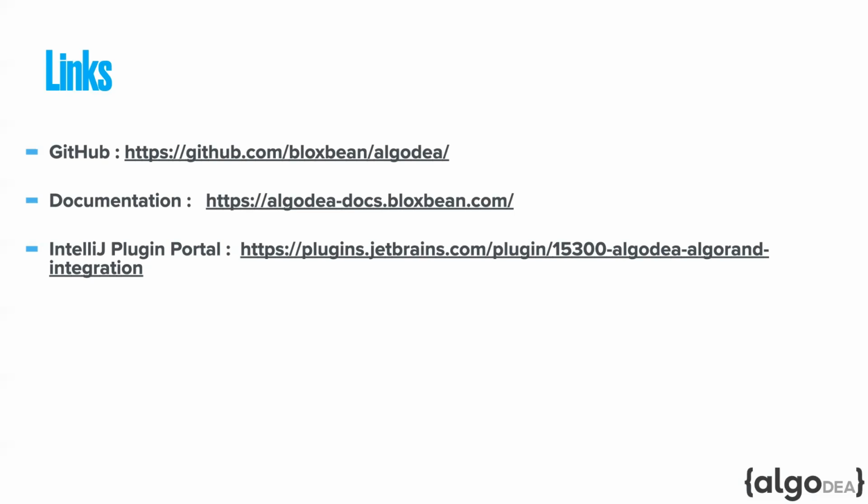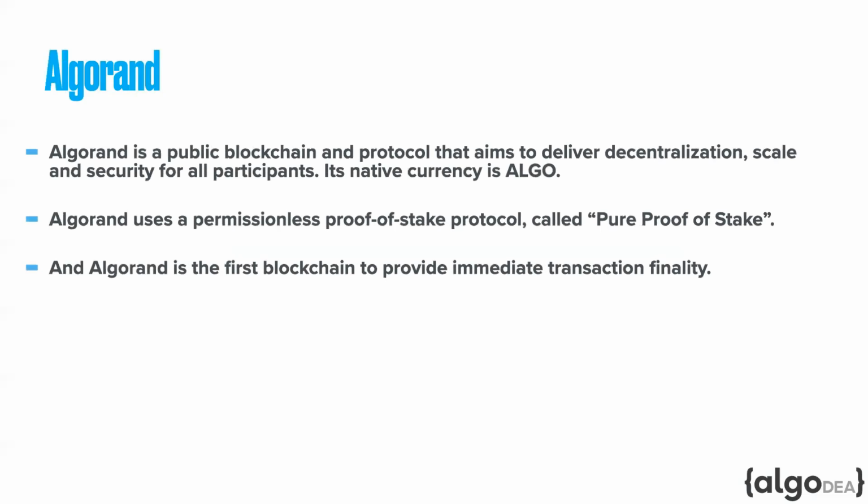Before jumping into the demo, let's talk a little bit about the Algorand Blockchain. Algorand is a public blockchain and protocol that aims to deliver decentralization, scale, and security for all participants. Its native currency is Algo. It uses a permissionless proof-of-stake protocol, which is called pure proof-of-stake. And Algorand is the first blockchain to provide immediate transaction finality.